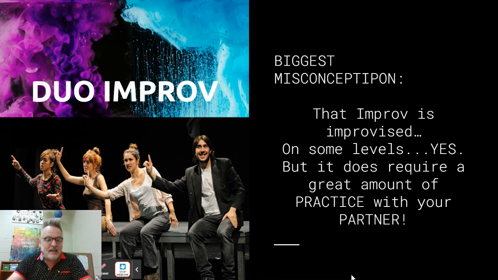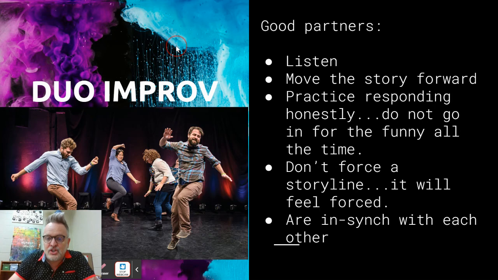Okay. And so it's important that you select a partner that's going to listen, that they're going to be able to help move the story forward, that they're going to respond honestly and maybe not necessarily go for the funny each time. They're not going to force a storyline, and that you can feel really in sync with to create together. And the only way to do that is to get into practice rounds and rehearse.